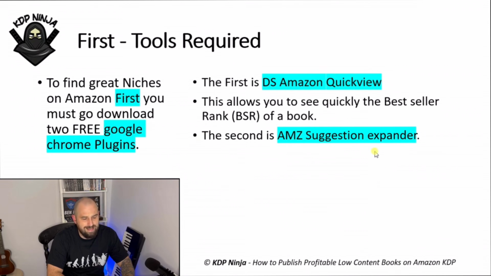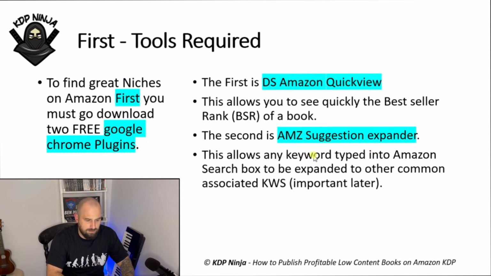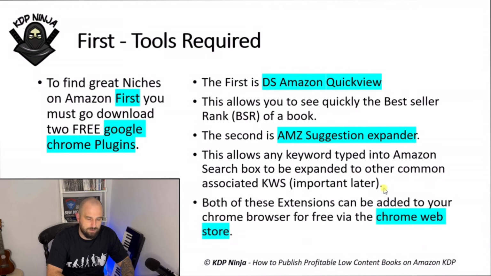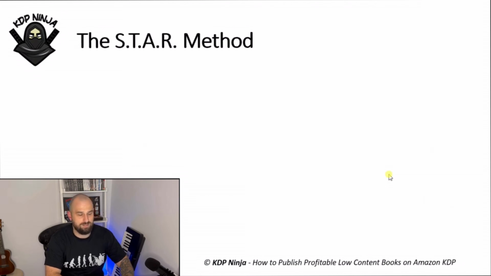The second is AMZ Suggestion Expander. So this allows any keyword that we type into the Amazon search box to be expanded to other common associated keywords. So it's not that important at the moment, but it will be later when we talk about keywords, okay? Now both these extensions can be added to your Chrome browser completely for free via the Chrome web store, and I'll take you through how to do that in just 1 second.